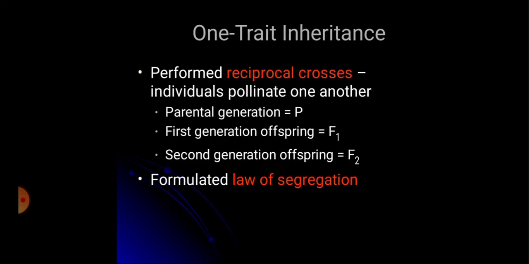One trait inheritance, perform reciprocal crosses. Individuals pollinate one another. That's the parental generation. First generation of offspring, second generation offspring. That's F1, F2. Formulated law of segregation.